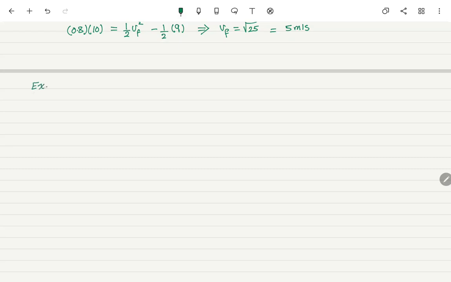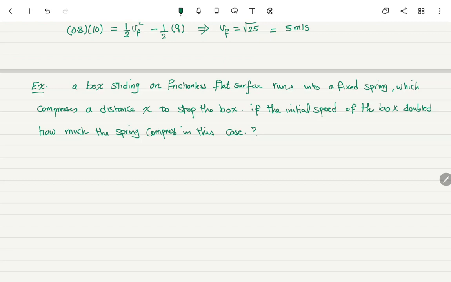Example: a box sliding on a frictionless flat surface runs into a fixed spring which compresses a distance x to stop the box. If the initial speed of the box is doubled, how much does the spring compress in this case? Let's sketch the situation. So we have here a spring, and we have a box with initial velocity here. Now the box will compress the spring until it stops. So this is after the compression.